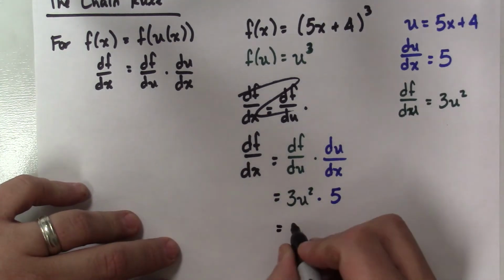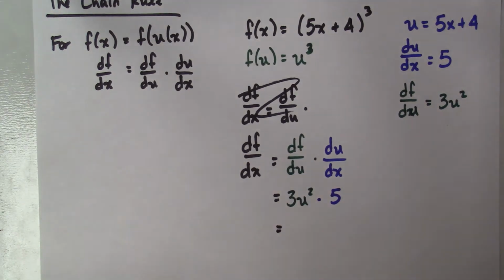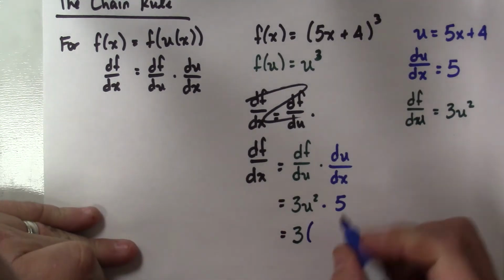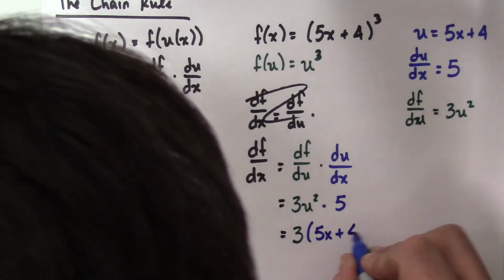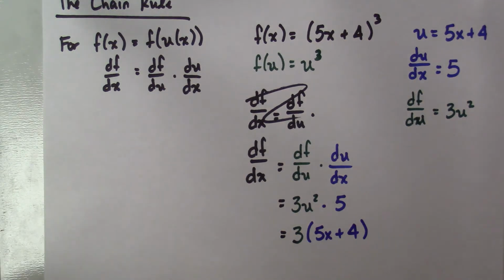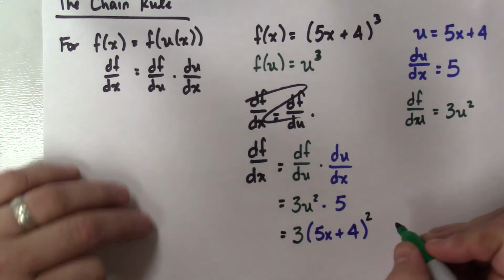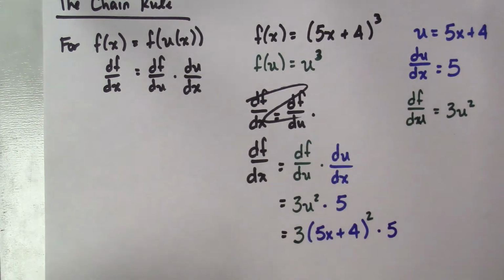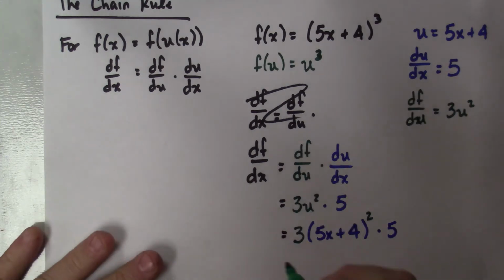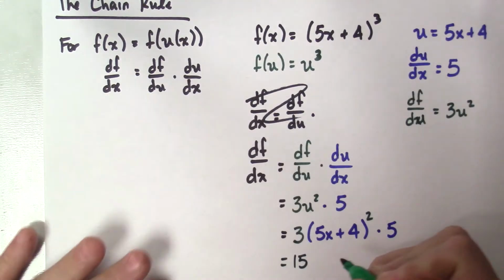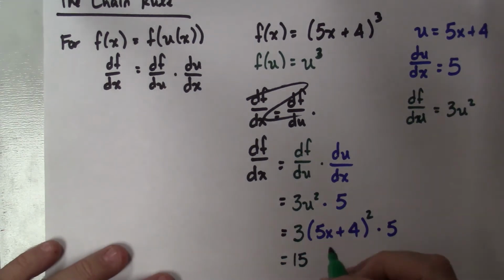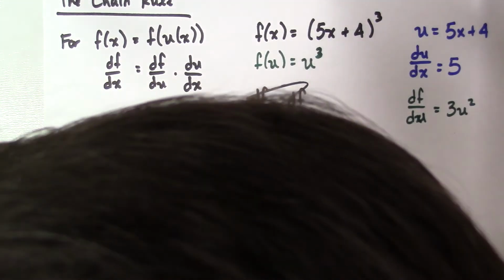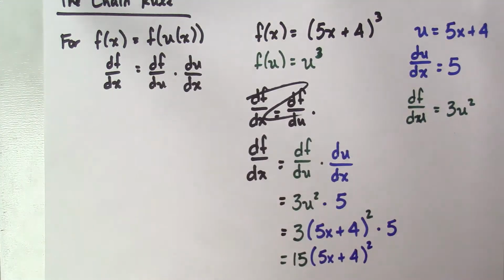So this is 3 times 5x plus 4 squared times 5. So 5 times 3 is 15 times 5x plus 4 squared.